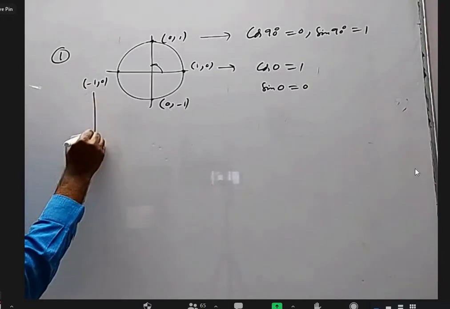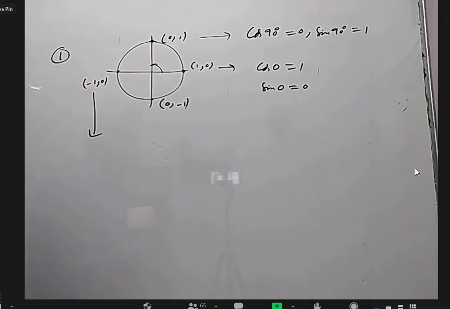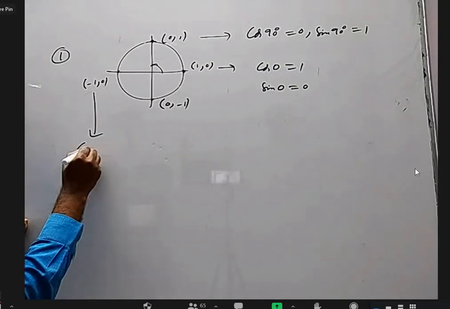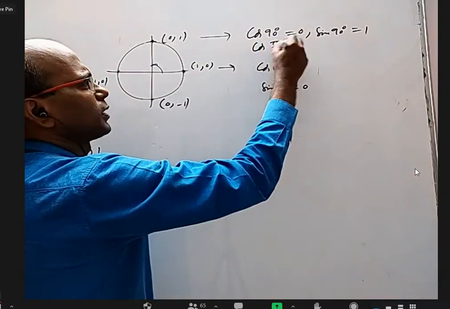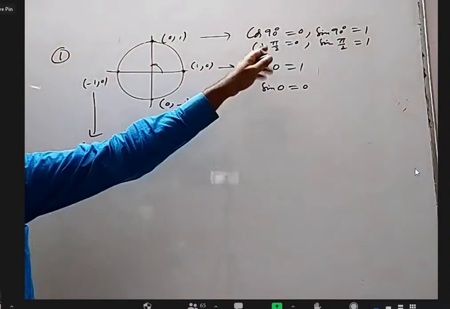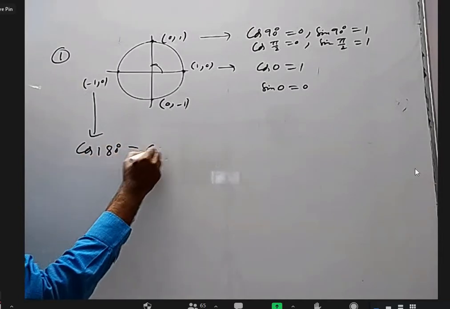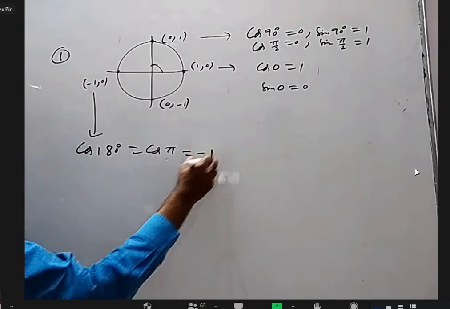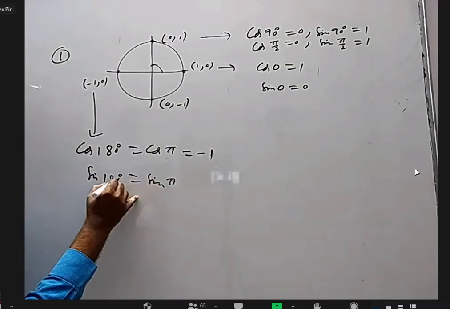Now coming to this, from here how much do I have to rotate to reach this point? 180 degrees, sir. 180 degrees. So what is this, minus 1? Cos 180 degrees. I wanted to write every time in radians also. Let us write here cos pi by 2 is 0 and sin pi by 2 is 1. You don't have to put any other symbol; if you don't put anything, it is radians. Cos 180 degrees, that is cos pi, is minus 1. And sin 180 degrees, sin pi, is 0.